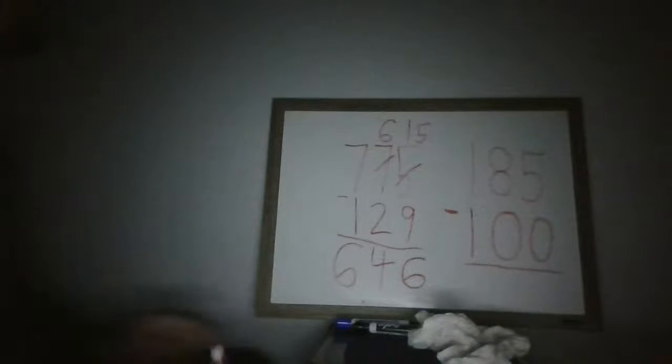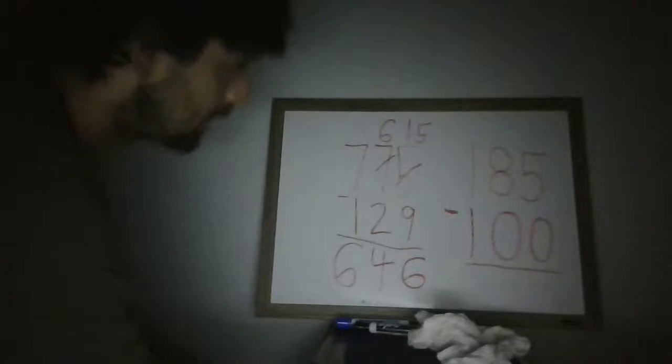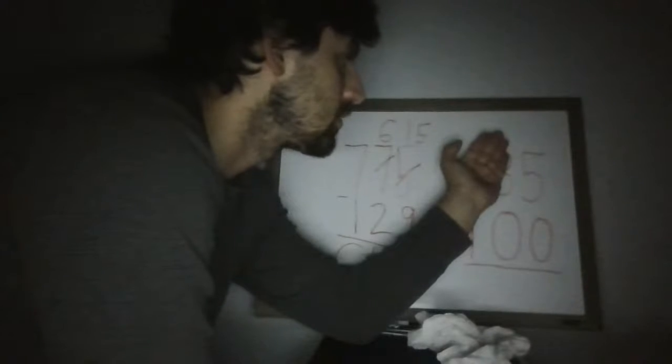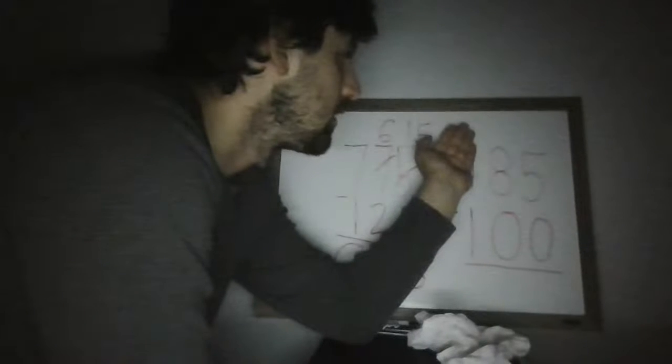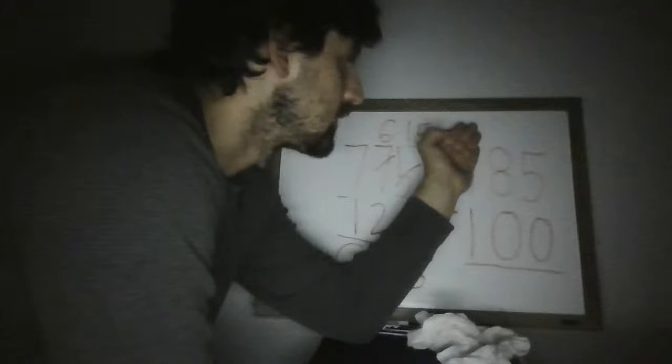Okay. Looking at the next problem, 185 minus 100. So in the ones place, the top number is 5 and the bottom number is 0. So 5 is bigger than 0, so we do not need to regroup in the ones place. Tens place now. Top number is 8, bottom number is 0. 8 is bigger than 0, so again, we do not need to regroup at all in the second problem.